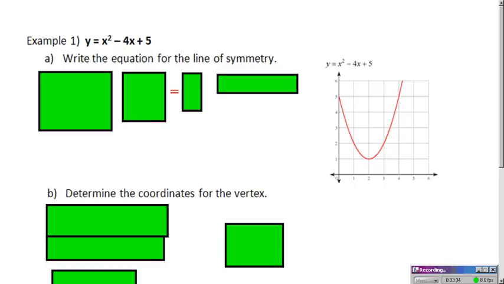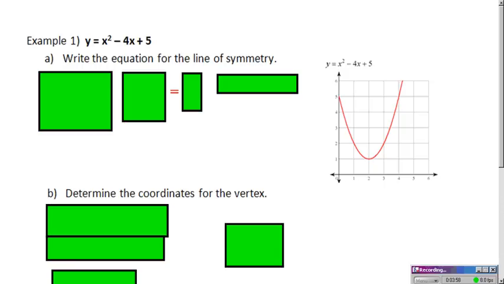For your first example, in example 1, you have the equation y equals x squared minus 4x plus 5. If we talk through this one real quick, the a value, remember, is out in front of x squared. The value out in front of x squared is 1. The b value, negative 4. And your c value, 5.